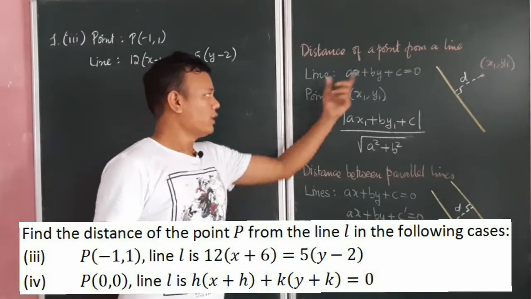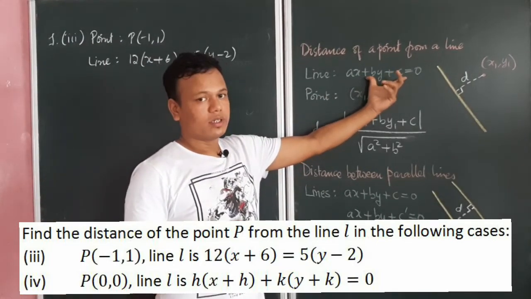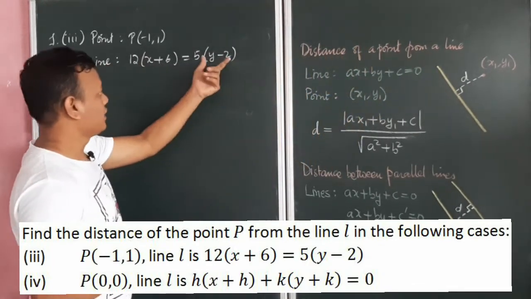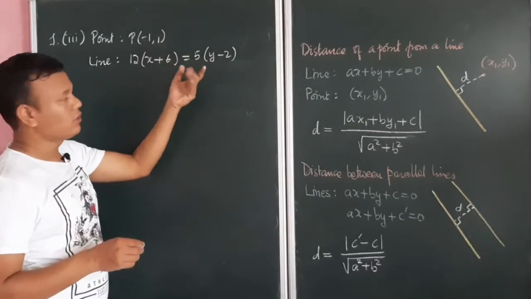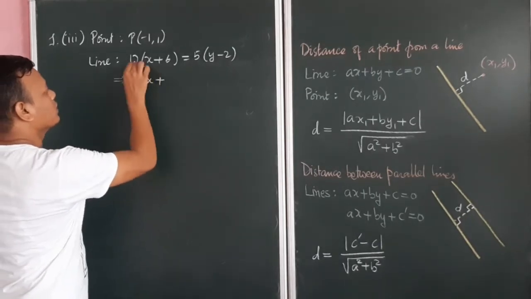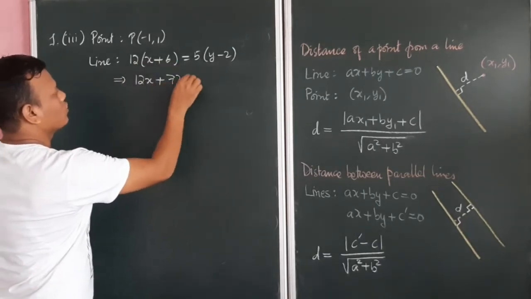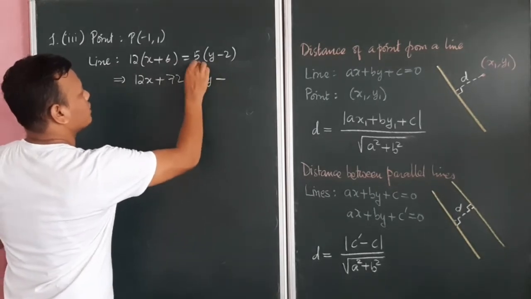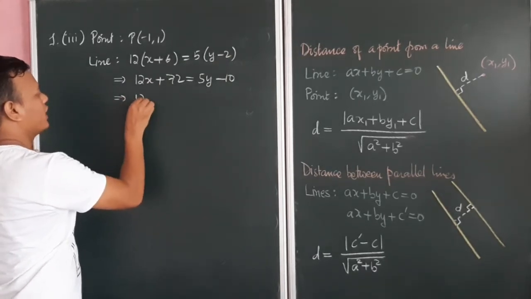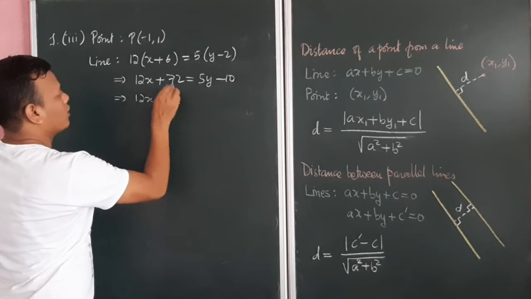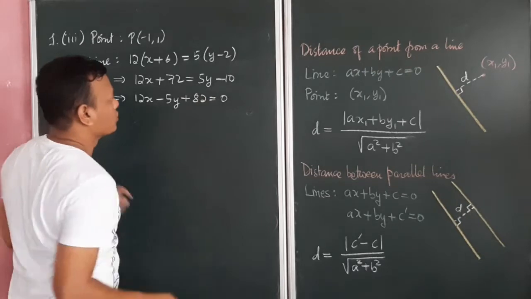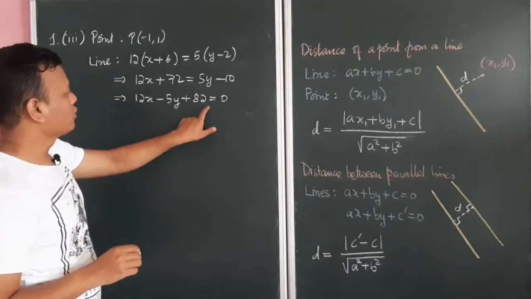I want to tell you that your equation of line has to be in general form. That means you must have 0 on the right hand side. So before that, we'll just open up the bracket. We have 12x plus 72, 5 into y is 5y, minus 5 into 2 is 10. So get everything to one side. You'll get 12x minus 5y plus 82 equals 0. So this is my equation in general form.